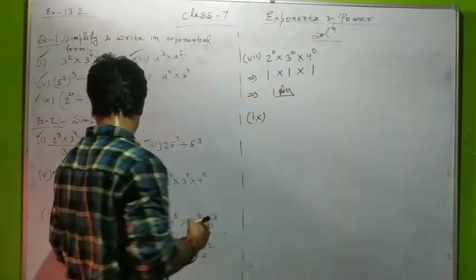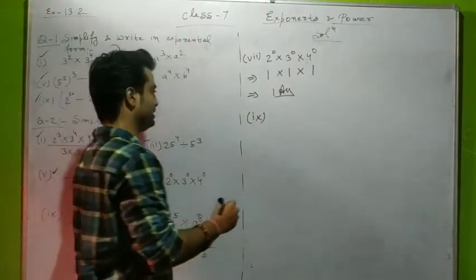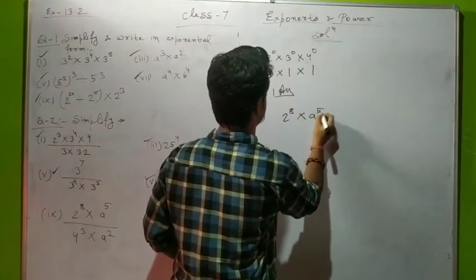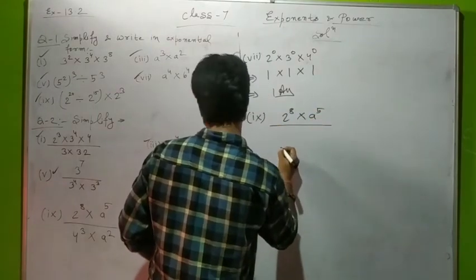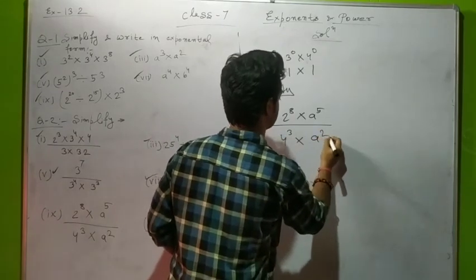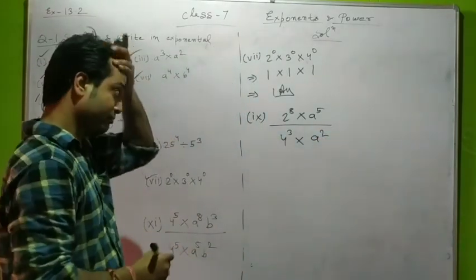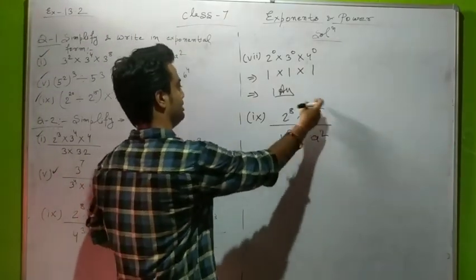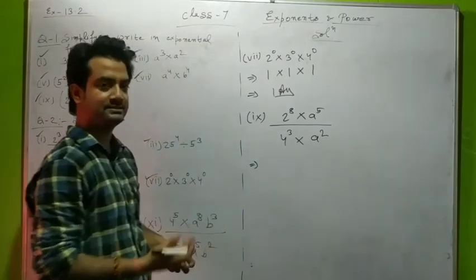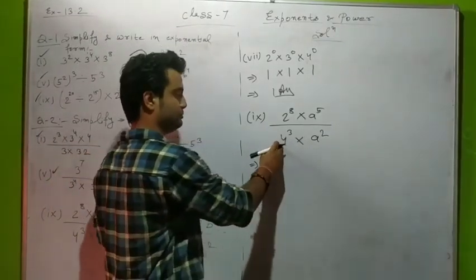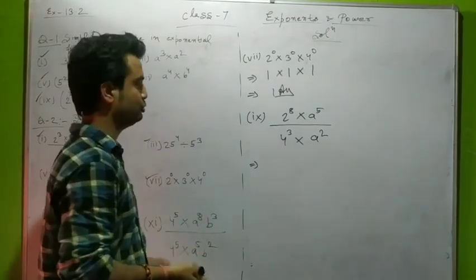Ninth question is 2 raised to the power 8 into a raised to the power 5 whole upon 4 raised to the power 3 into a raised to the power 2. All the numbers, as you can see, are already simplified. The number which is not simplified is 4 cube, because 4 is itself a square of 2.